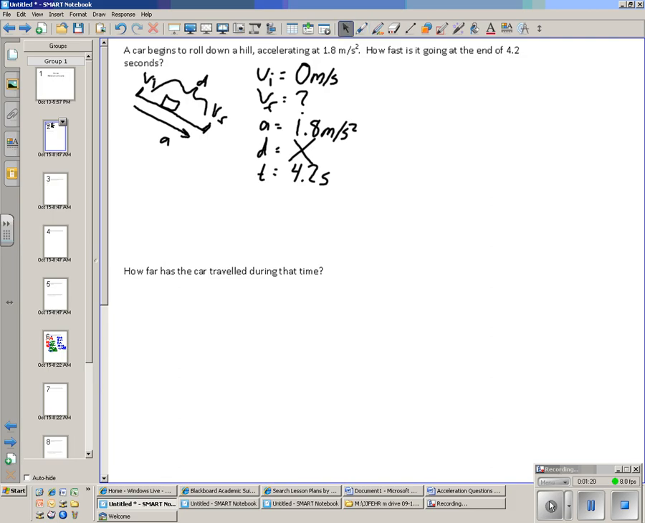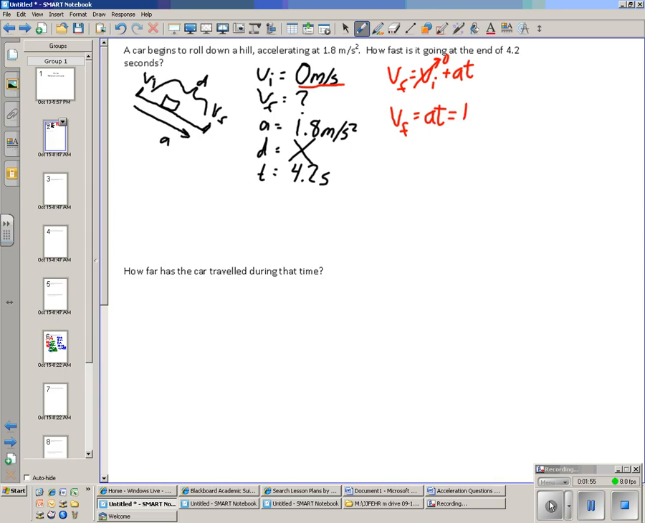So now I need to figure out what equation I'm going to be using here. If I don't care about displacement, then it looks like it's a VVET problem. VF equals VI plus AT. Nice thing about this is it's already solved for me in terms of getting VF all by itself. And as I can see, the initial velocity is 0. So I'm just going to cancel that out. VF equals AT.